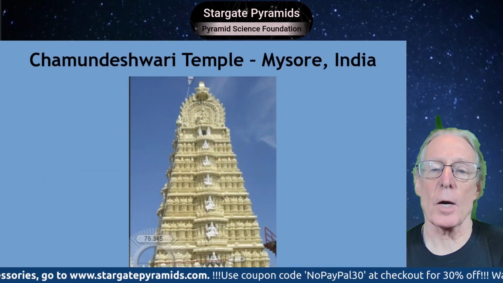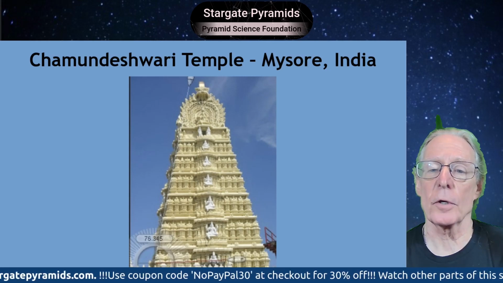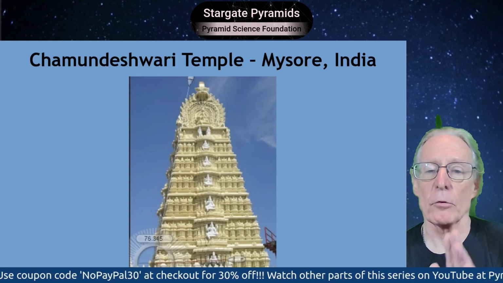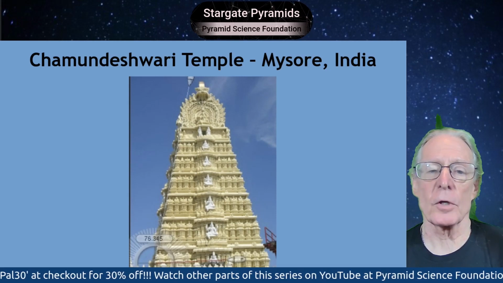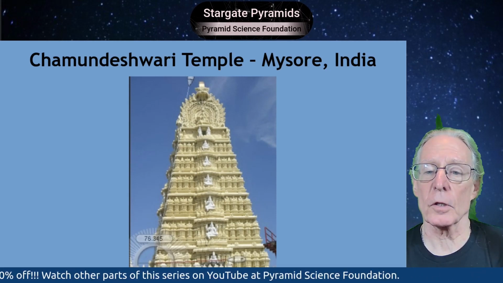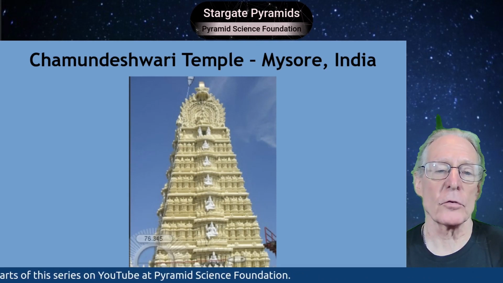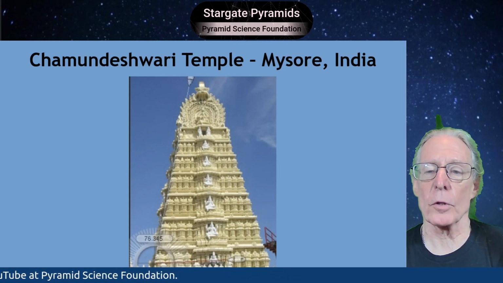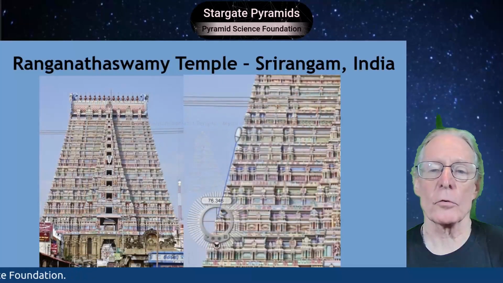Here's another example, Chamundeshwari Temple in Mysore, India. This was a good example. I was able to measure the geometry clearly from the side of this particular temple. And again, it measures with the 76/345 angle of universal phi scaling.